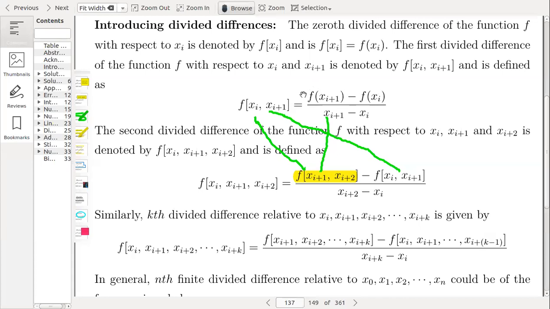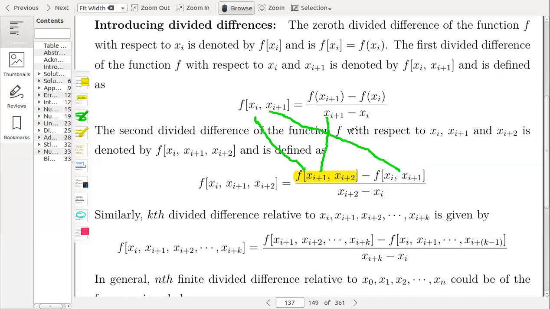So here actually y is equal to f of x. So y(i+1) will be equal to f(xi+1). Similarly, yi is equal to f(xi). And this is the difference in the domain, xi+1 minus xi. So the difference in the domain is working as the denominator and the difference in the range is working as the numerator.